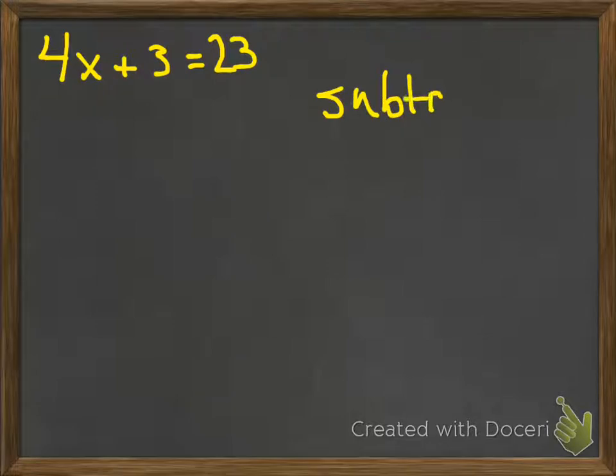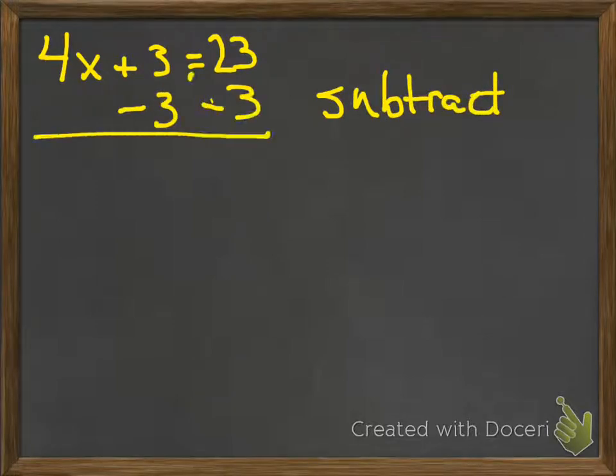Let's show it. So here, 4x plus 3 is equal to 23. If the last thing I did was add 3 to get that final answer, then I subtract 3 from both sides. Notice how I'm kind of dividing the left and the right. That would give me 4x equals 20.